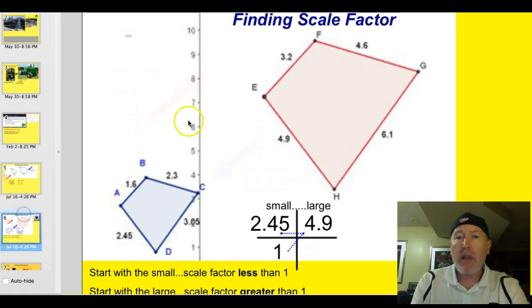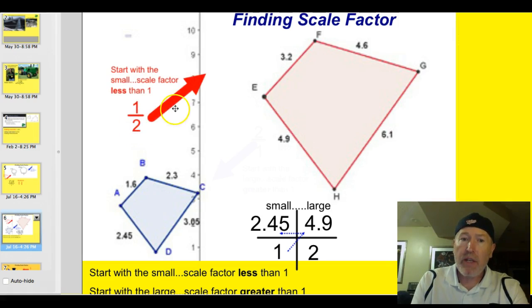All right, let's take a look at another example. Looking at these two quadrilaterals, we have a side of 2.45 and one of 4.9. Let's use them to find the scale factor. We choose corresponding sides. We pop them in the ratio proportion box. The small and the large. Notice I always like to label things to keep my measurements straight. So 2.45 inches to 4.9 inches. Throw in a 1. 1 times 4.9. Divide across. 2.